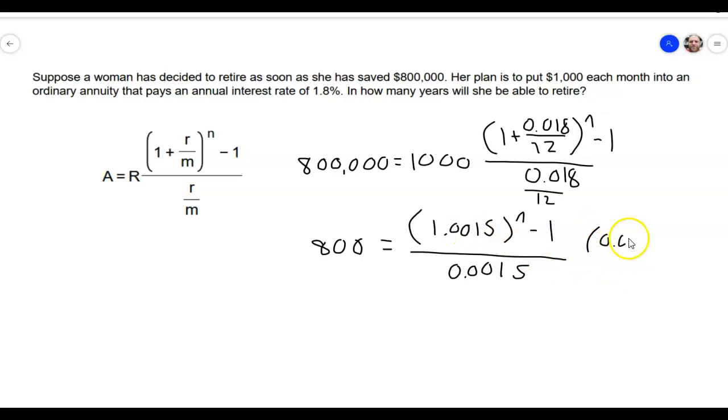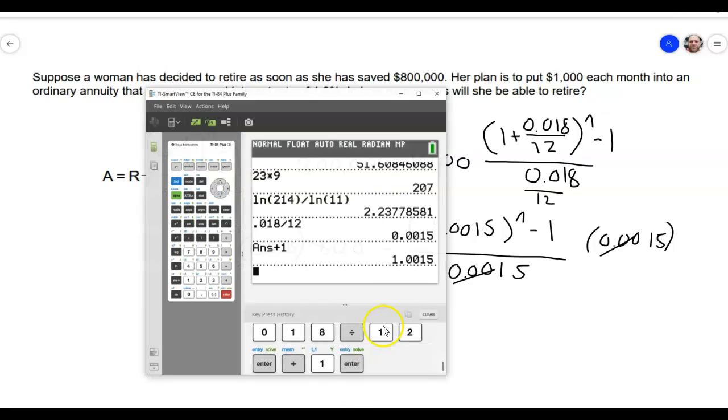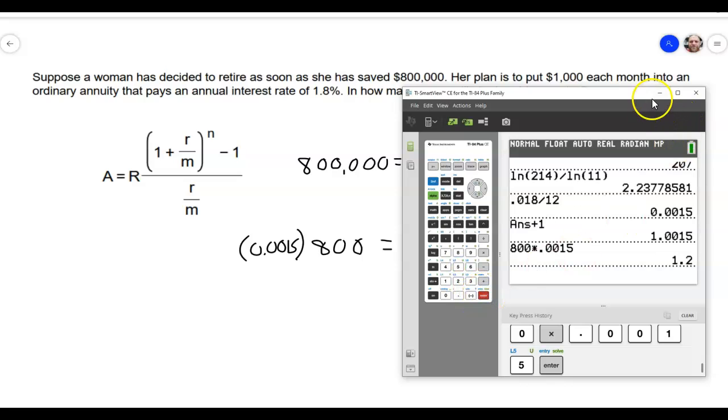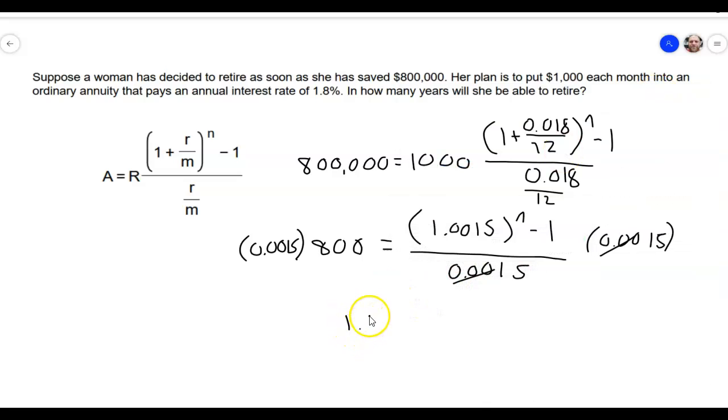So I'm going to multiply both sides by 0.0015 in order to get rid of that denominator. Let's see what that is. 800 times 0.0015 is 1.2. So now we're going to have 1.2 is equal to 1.0015 raised to the n minus 1. And again, we're trying to get this term with the variable by itself, so I'm going to add 1 to both sides.